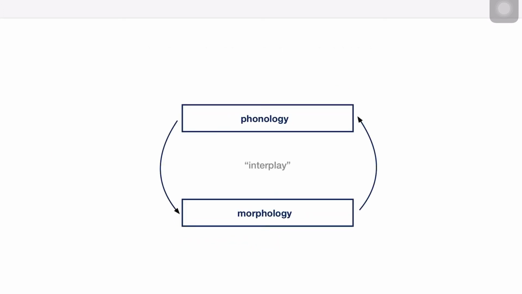We can call this the interplay of phonology and morphology. When a word undergoes some morphological alteration, such as conjugation, it gets some phonological property at the same time. The morphological and phonological alterations do not occur independently.